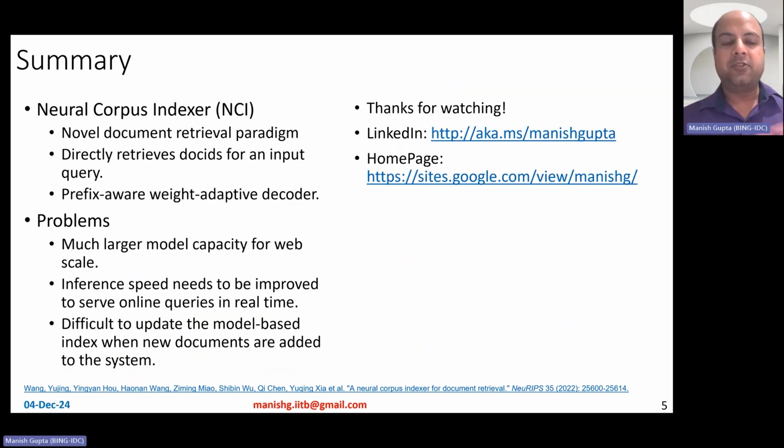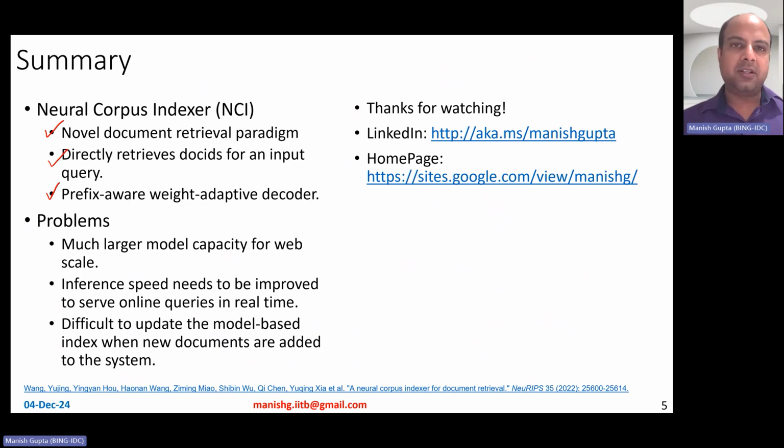Okay, so in summary, in this video, I talked about neural corpus indexer, which is a very interesting way of thinking about retrieval rather than looking at sparse retrieval or dense retrieval. It's like saying, hey, can my model act like an index by itself, right? So it's a novel document retrieval paradigm. It directly retrieves document IDs for an input query. And the main architectural difference is in the prefix-aware weight adaptive decoder, where the weight of the classification layer or the output layer is the one that is changed, right?